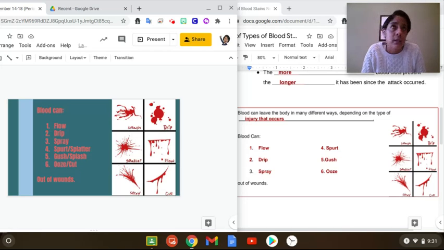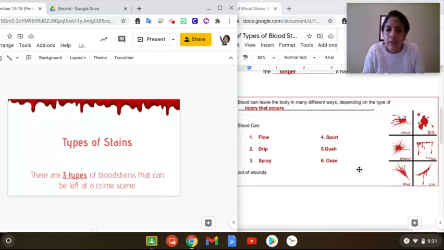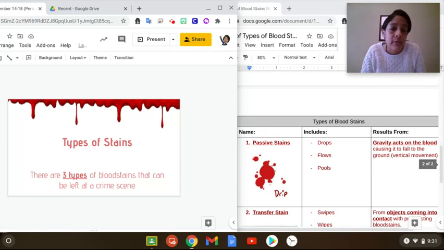Versus if there's a wound with a knife, you might get something that looks like a drip or a flow or an ooze, versus a gunshot, which is going to be more of a spurt. And we'll take a look at all these different types of blood stains. All right, so moving down into our table below, we have 3 types of blood stains that can be left at the crime scene. These are larger general categories, and we'll have different examples in each one.